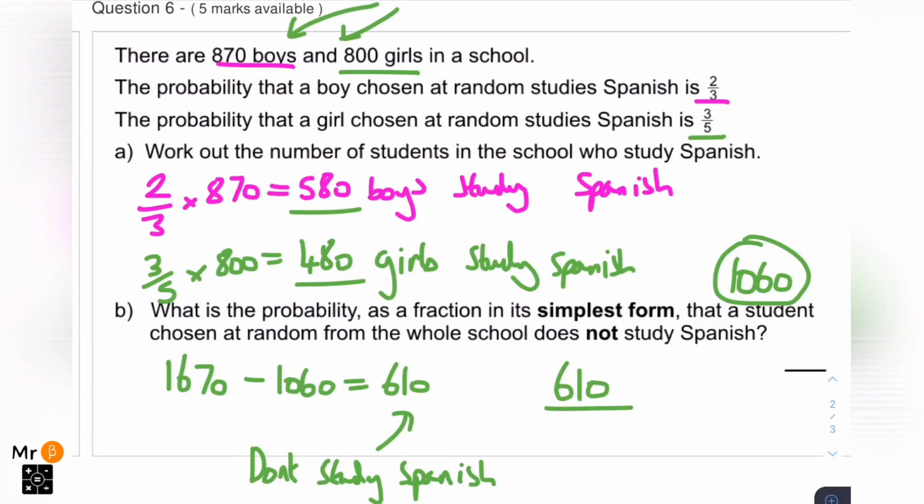It's asked for a fraction in its simplest form, so we need to put that over the total number of students in the school. We then need to simplify. Here we can divide both top and bottom by 10 to get our final answer.